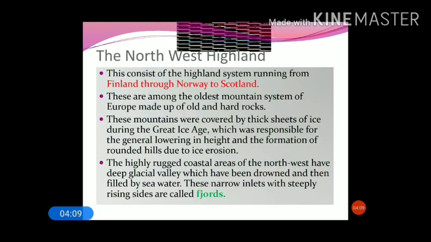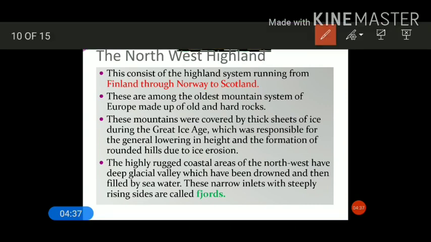Now coming to the first one, the northwestern highlands. This consists of the highland system running from Finland through Norway to Scotland. This highland generally covers countries like Finland. It runs from Finland entirely through Norway to Scotland. This is the extension of the northwestern highlands. These are among the oldest mountain systems of Europe, made of old and hard rocks.